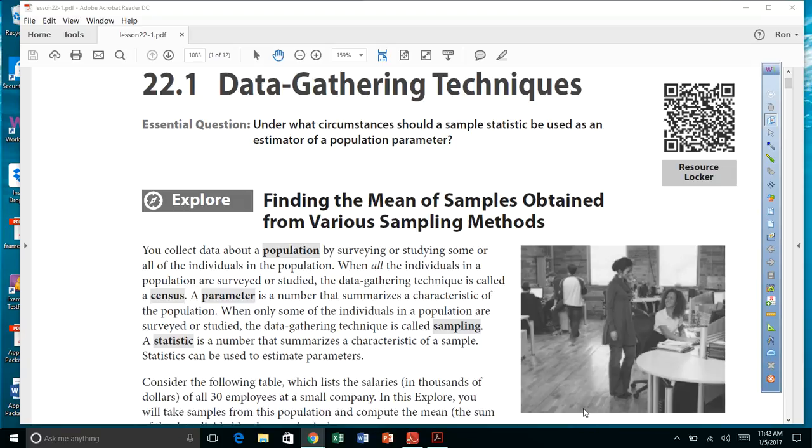Lesson 22.1, Data Gathering Techniques. Essential question: Under what circumstances should a sample statistic be used as an estimator of a population parameter?